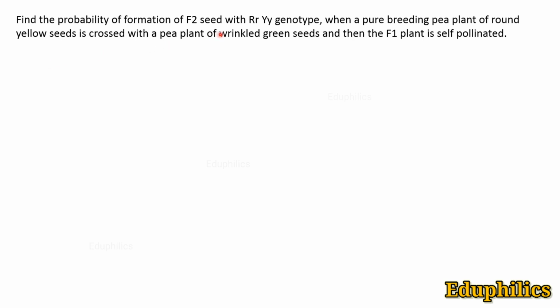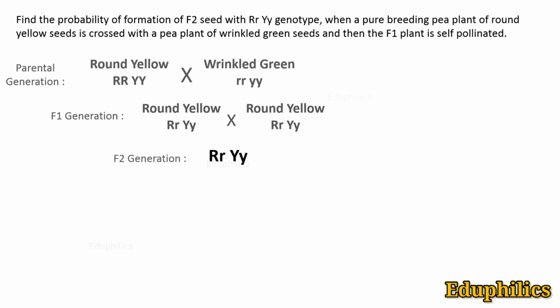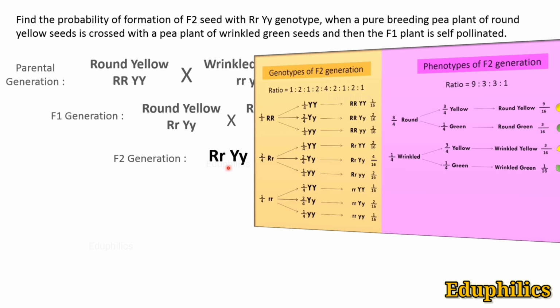We have to find out the probability of formation of a heterozygous genotype in F2 generation. And the parental plants are round yellow into wrinkled green. This is the same cross we have seen all through this video. So the F1 generation plant is self-pollinated. And in F2 generation, we know that 9 different genotypic combinations are possible. But we want to find out the probability of only this genotype. Let's look at our genotypic ratios. Capital R, small r, capital Y, small y occurs at a probability of 4/16.